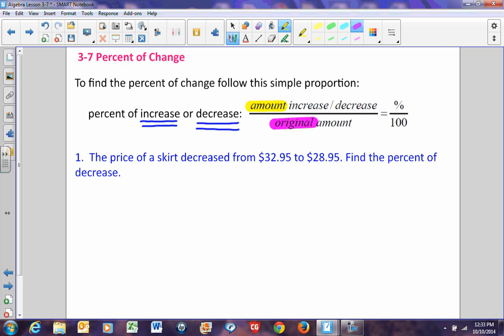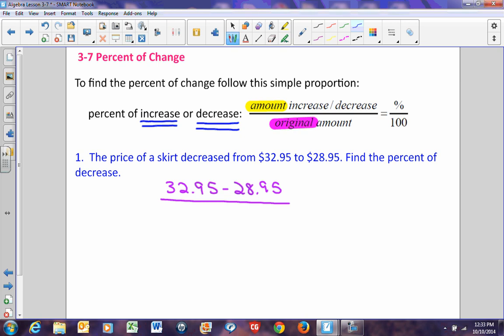For example, the price of a skirt decreased from $32.95 to $28.95. Find the percent of decrease. If we're going to find the percentage of decrease for this particular problem, all we need to do is find how much it changed. We need to do that first. So basically, we're going to do 32.95 minus 28.95. That's the amount of decrease over the original amount.